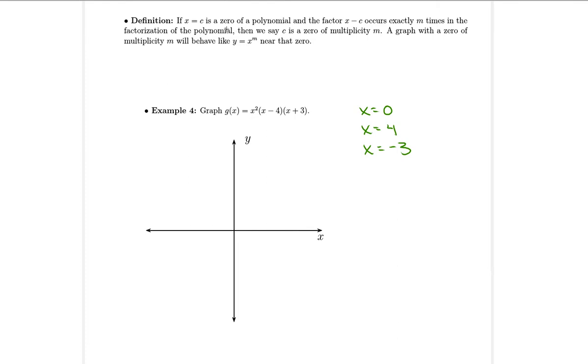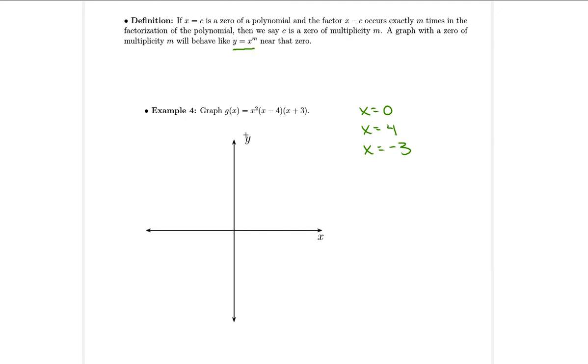Okay, so it says that if x equals c is a zero, so a particular number is a zero, and the factor x minus c occurs exactly m times in the factorization, then we say that c has a multiplicity of m. Okay, and the whole reason we care about that is because a graph with a zero of multiplicity m will behave like y equals x to the m near that zero. Okay, best way to make sense of this is just to dive right in.